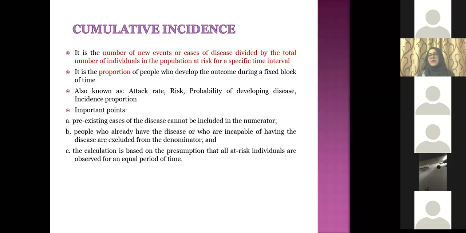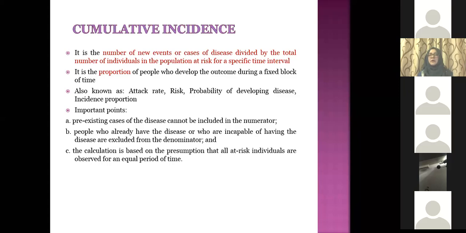The important point that you have to keep in mind when you're studying cumulative incidence is that the pre-existing cases of the disease cannot be included in the numerator. You only have to include the number of new cases in the numerator, and the people who already have the disease or who are incapable of having the disease are excluded from the denominator.